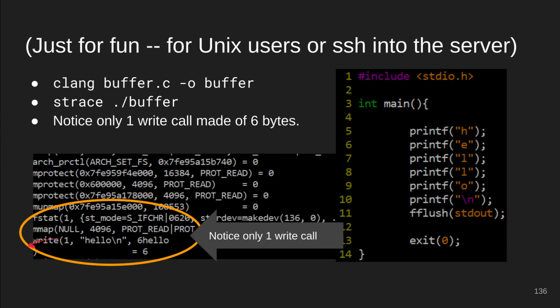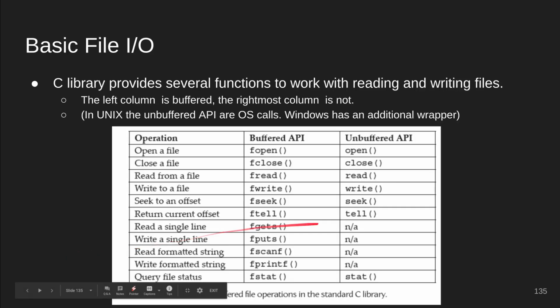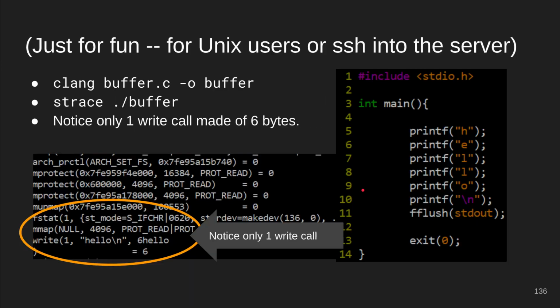Okay, so if you only see one write operation, which is here, or rather unbuffered, sorry, I apologize, I misspoke. That just is one write of a really big chunk of data, okay?